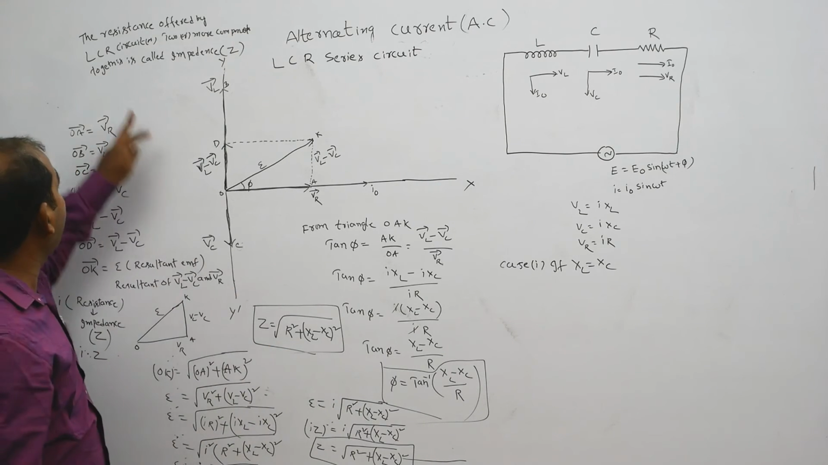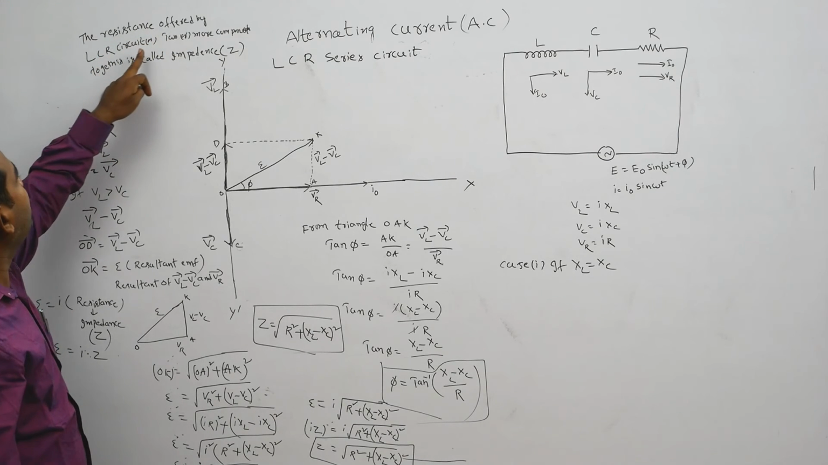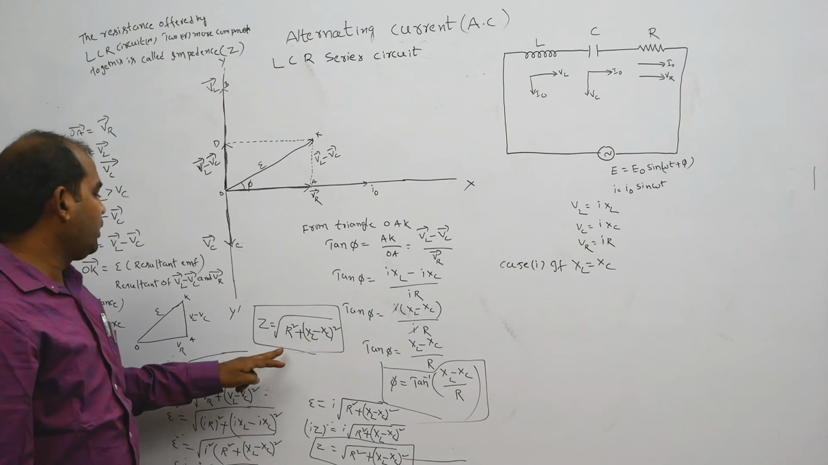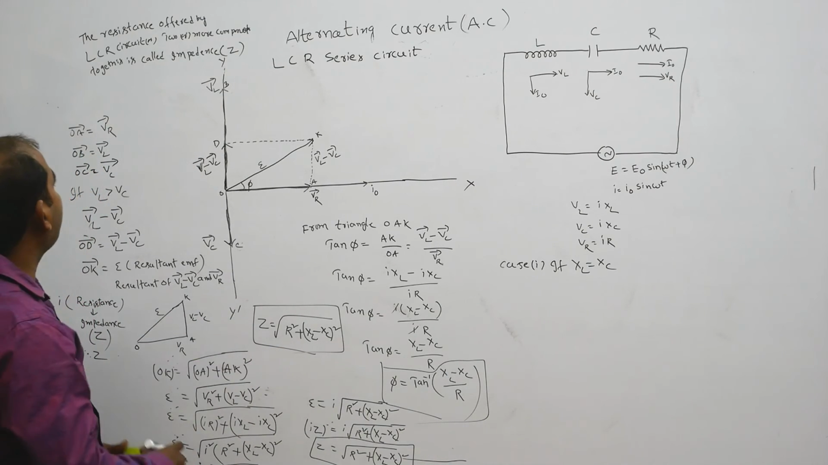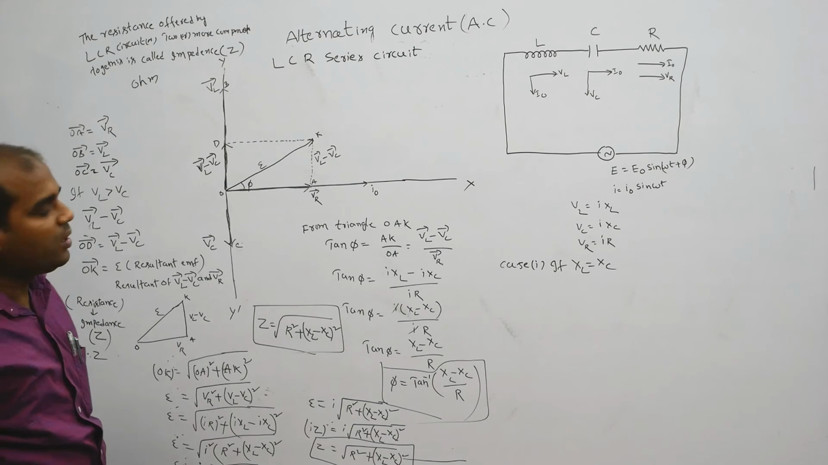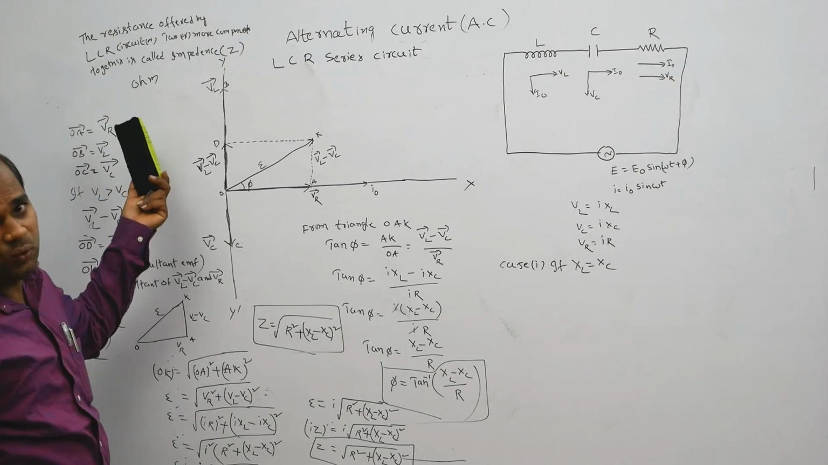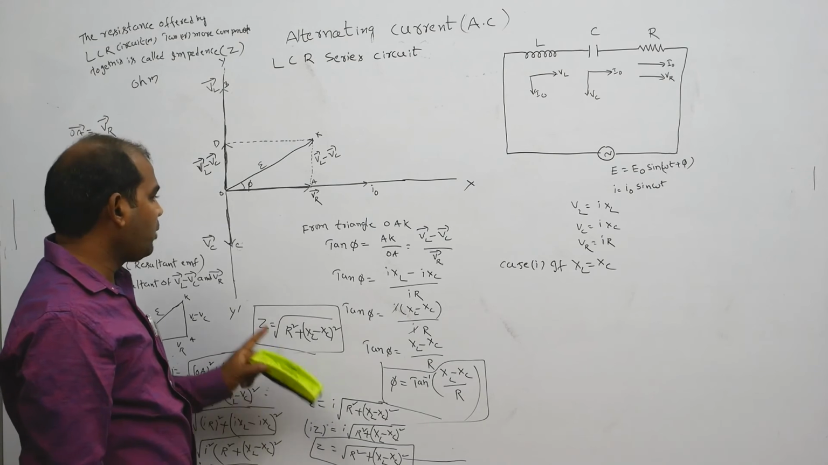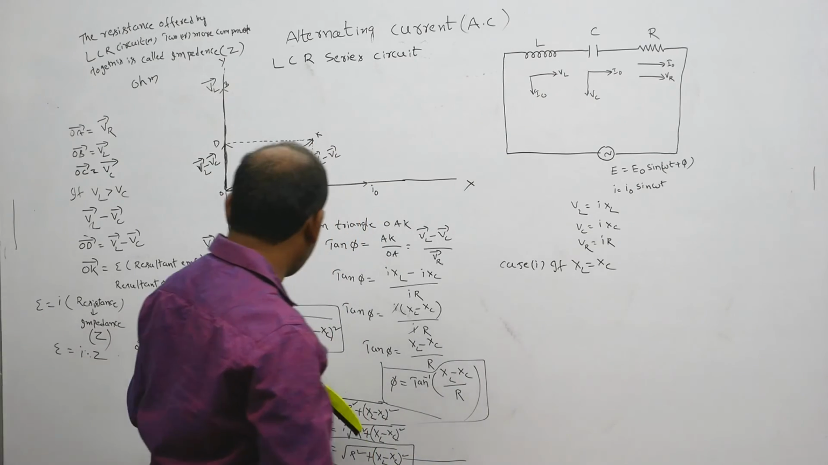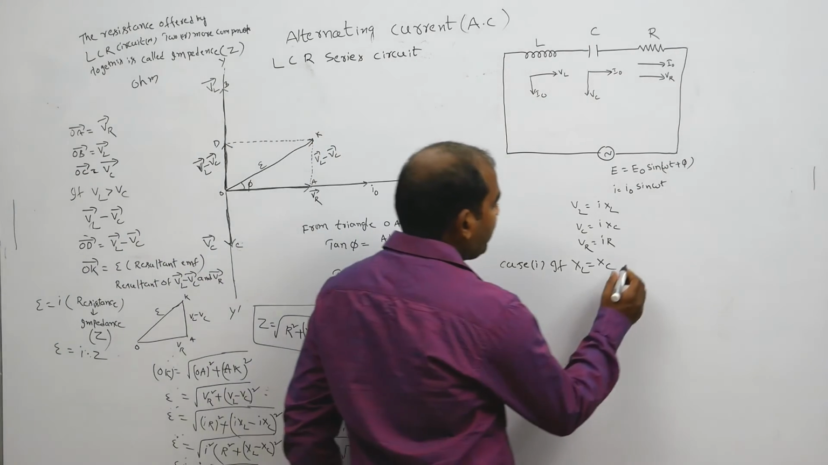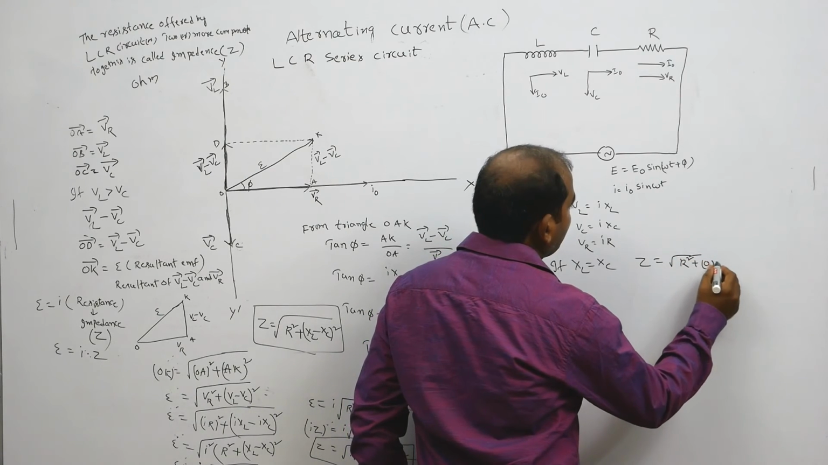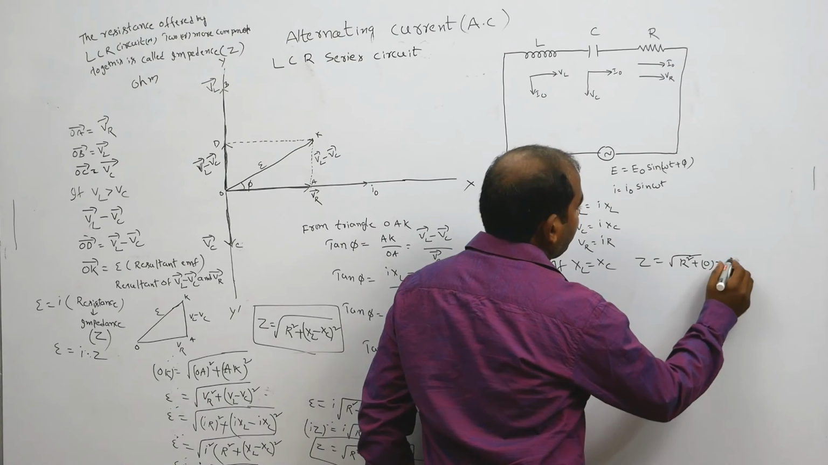So, what is impedance? The impedance is the resistance offered by an LCR circuit or two or more components together. What is the unit of impedance? The unit of impedance is also ohm. Just as resistance has the unit ohm, impedance also has the unit ohm. Now, this is the formula for impedance. Suppose XL is equal to XC, what happens to the value of Z? Z is equal to the square root of R square plus 0, that is equal to R.